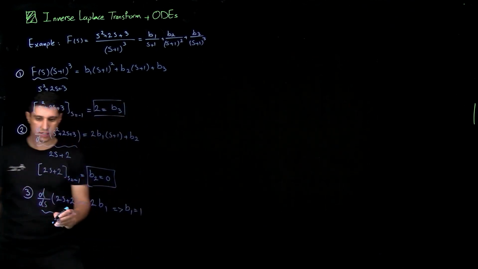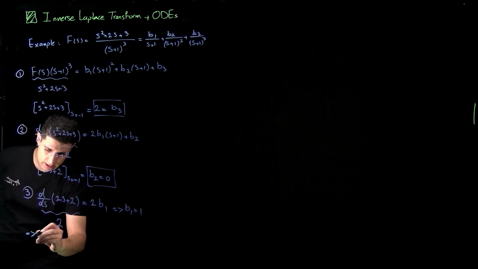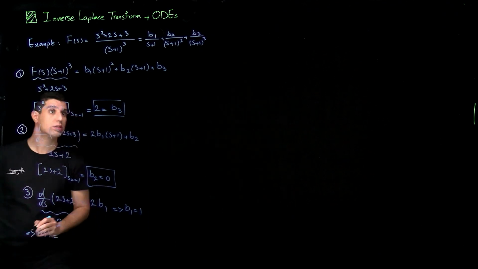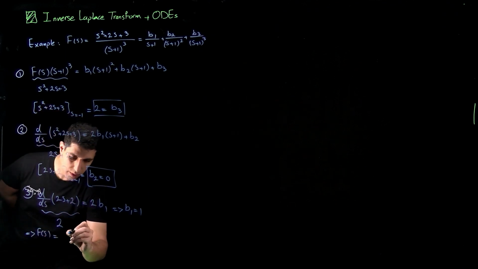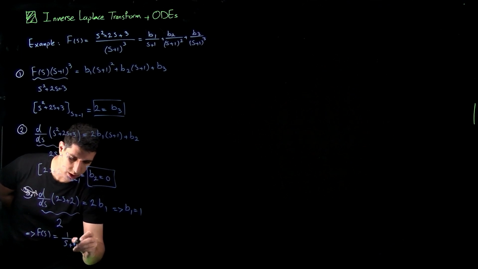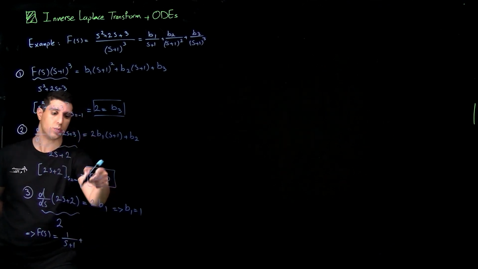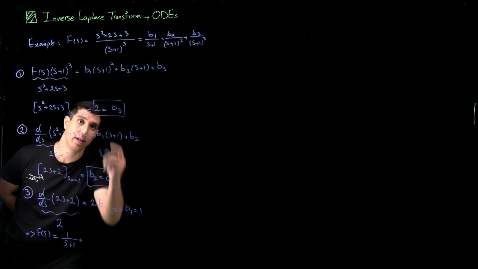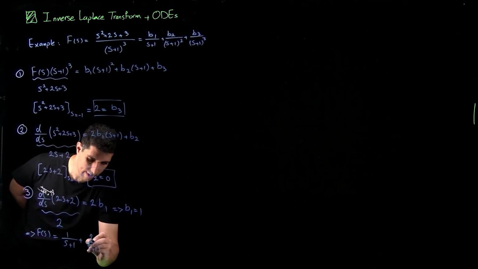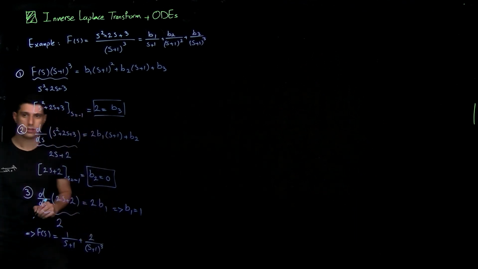So in the end, my function f of s equals, what do we have? Now let's start from here: 1 over s plus 1, plus that one is 0 so we skip it, plus 2 over s plus 1 cubed.